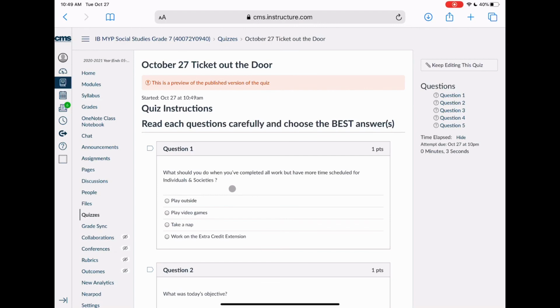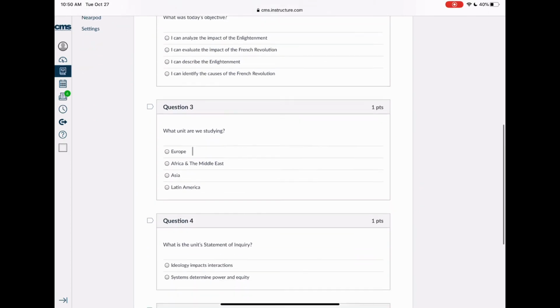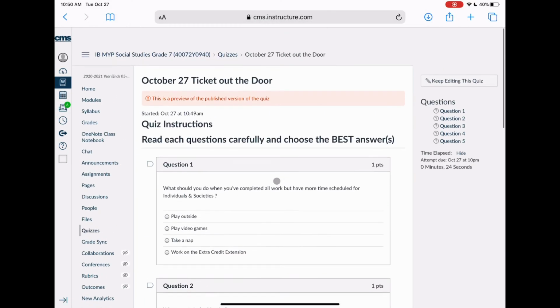The ticket out the door questions are usually basic questions that they should get 5 out of 5 on every single time. They should not miss a single question. This is a reward for being engaged, being in class, listening, being on time to class, staying on until the end. Okay? So you get questions like, what is the objective today? What's the unit? What's the unit statement of inquiry? And what's your asynchronous work today? It should be pretty straightforward.